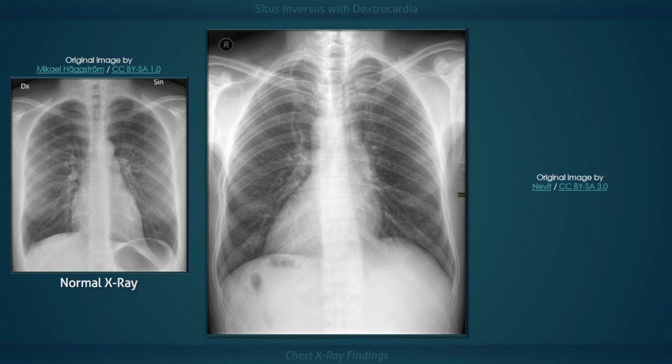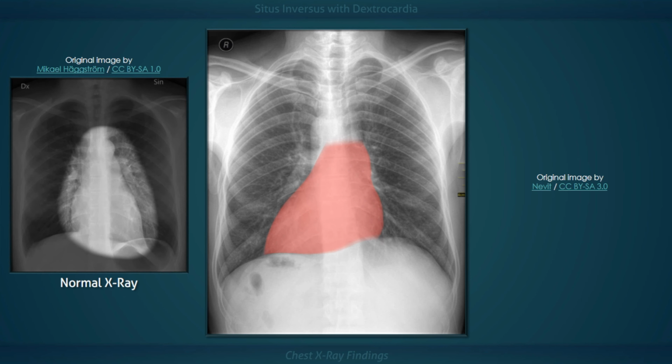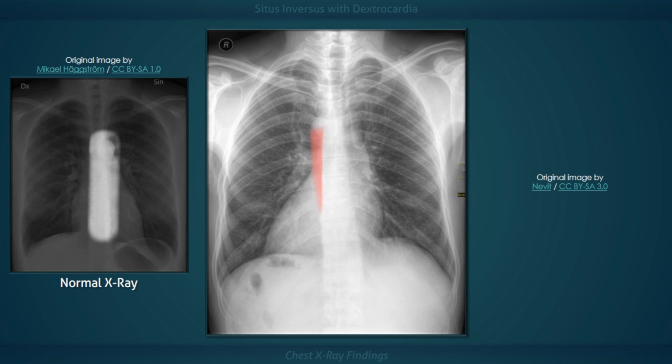In situs inversus totalis, all of the visceral organs are located in the opposite side of the body, in mere reflection of the normal position and rotation. As we can see in this image, the cardiac silhouette is located in the right hemithorax, with the cardiac apex pointing towards the right. The descending aorta is also on the right side, as opposed to its usual position on the left.